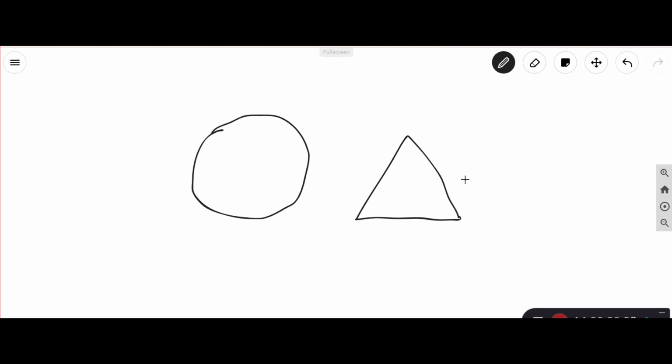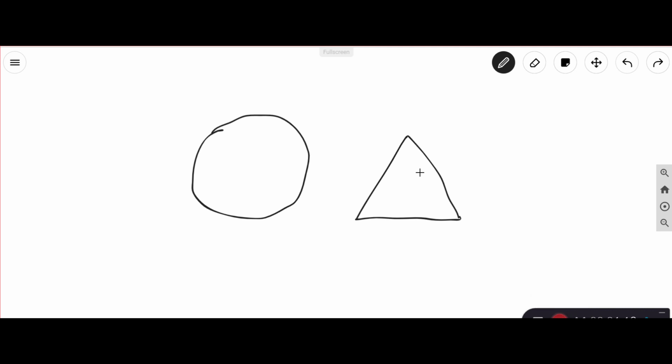Now what's this shape? A triangle. Good job. How many sides does a triangle have? What is a side? Yeah, these are the sides. Good job. These are the sides. And they have 3. Good. How many corners does a triangle have? 3. Yeah, right here, and right here, right? Great job.